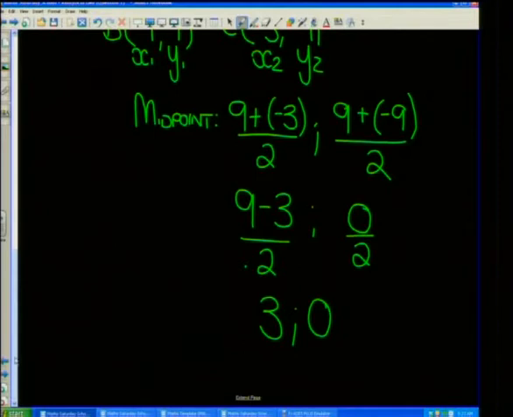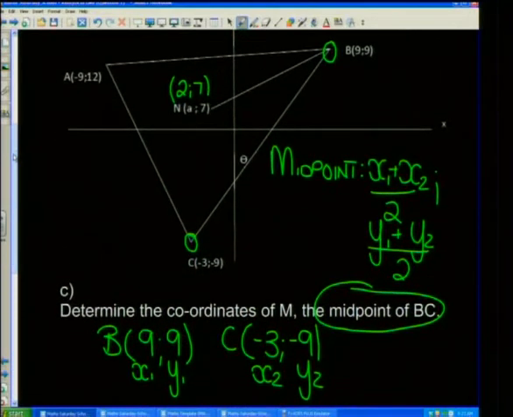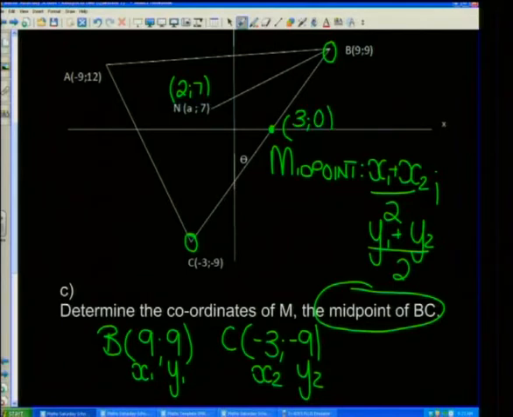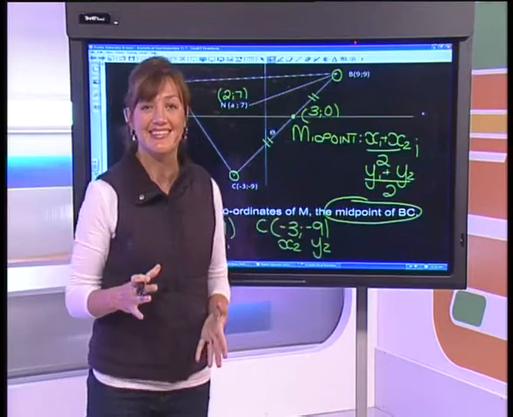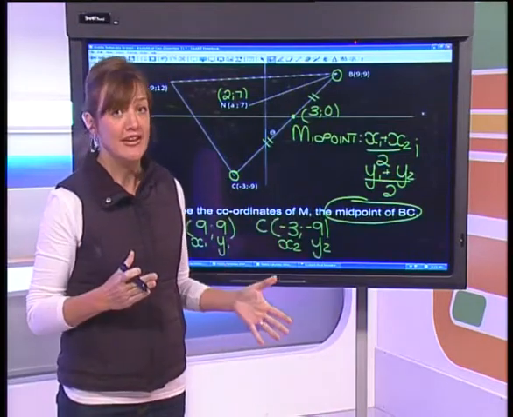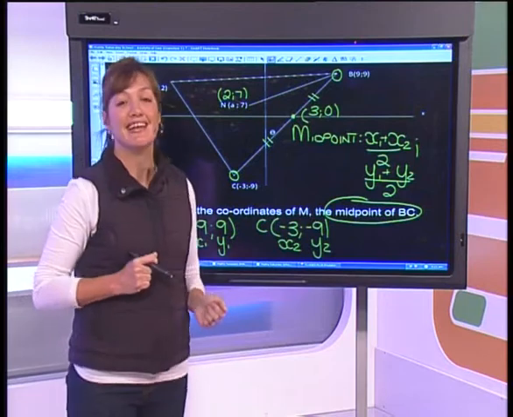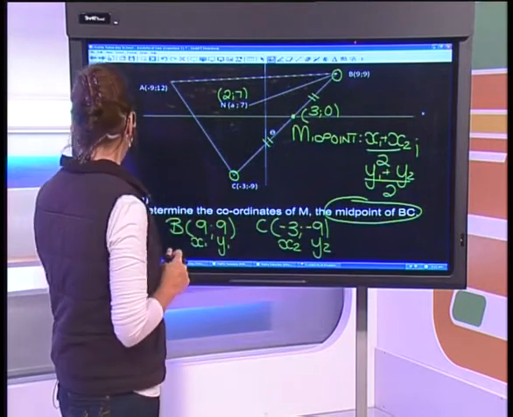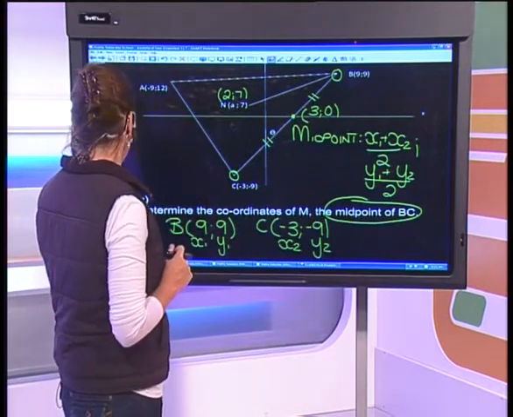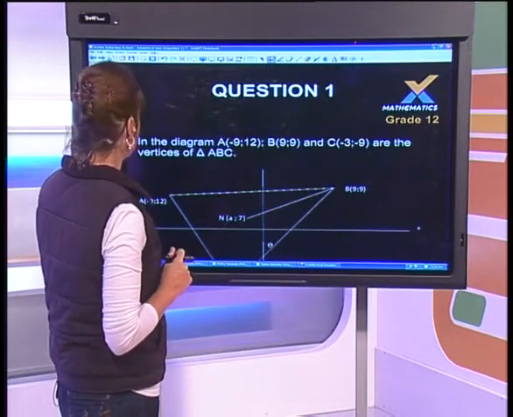Right, let's go back to our diagram. The point 3 and 0, if x is 3 and y is 0, is going to be around about there. It's going to be the x-intercept. So we've got the midpoint of 3 and 0. The distance from there to there is going to be equal, although it doesn't look completely to scale in this picture, we've proven that they are equal in distance. So we're proving that that is the midpoint. And that is that question.